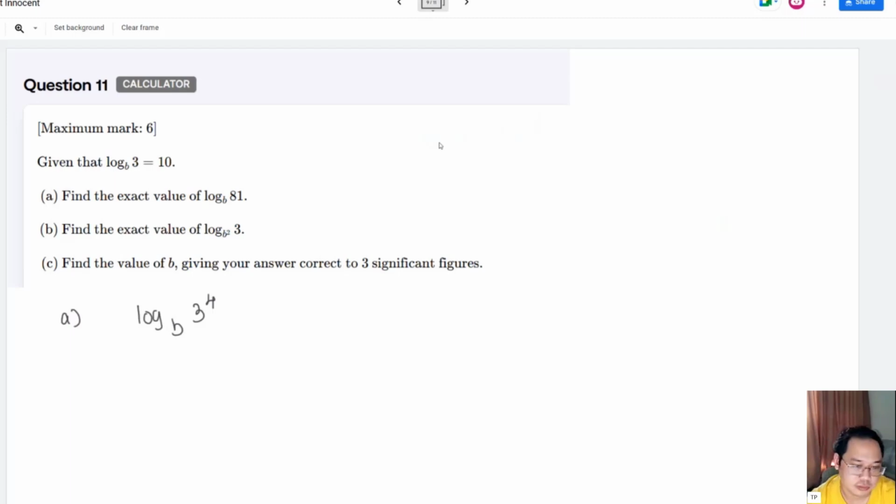Yes, powerful. 4 log b of 3, meaning 4 times 10, 40, yeah.